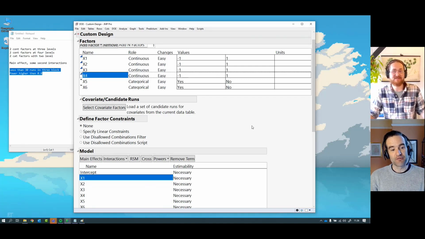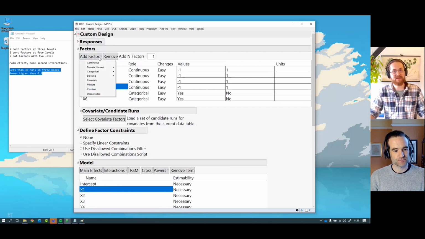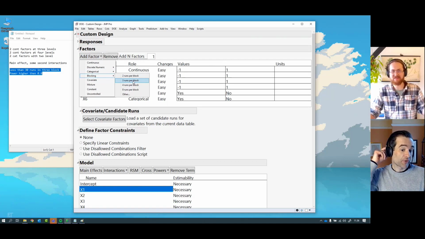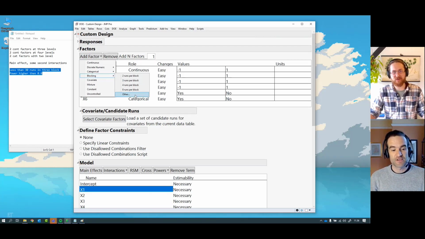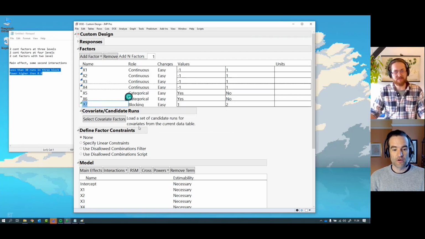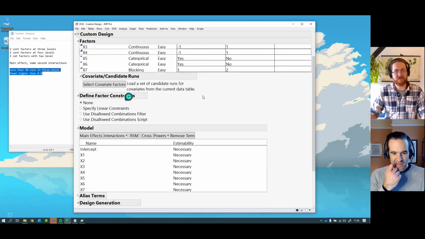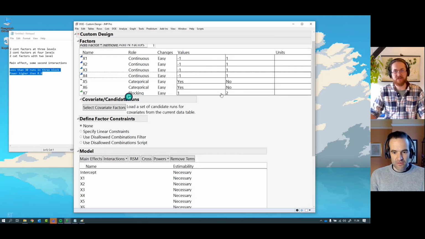Well, you can add a blocking factor. So if you go to the add factor at the top, you can do blocking. Let's do 3 blocks. So that would be 3 runs per block. So if we were going to do 30 runs in total, we'd end up with 10 blocks there. So 10 runs per block. All right. Okay. We've got a blocking factor, and we could set those to Phil, Christian, Toby, for example, but you don't need to do that. So it's only 1 and 2.